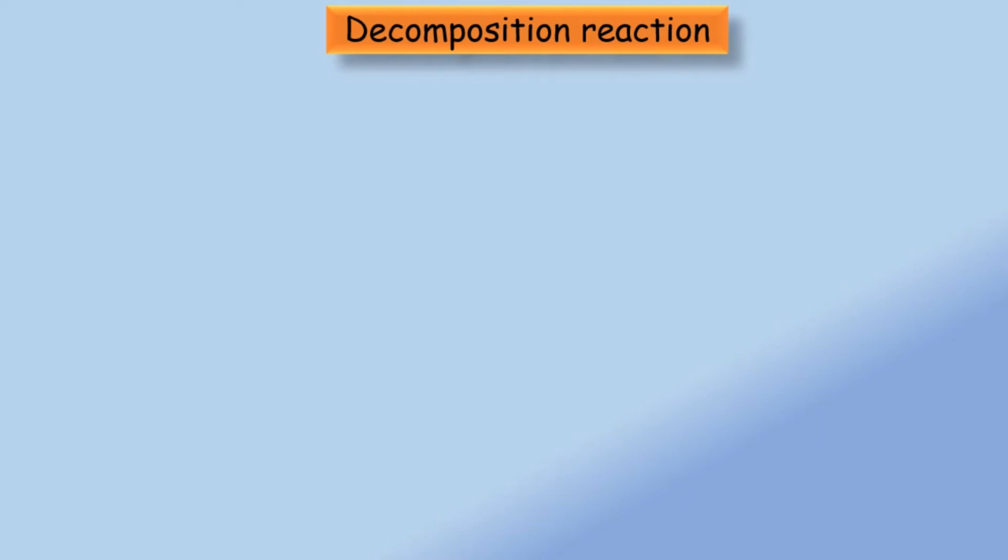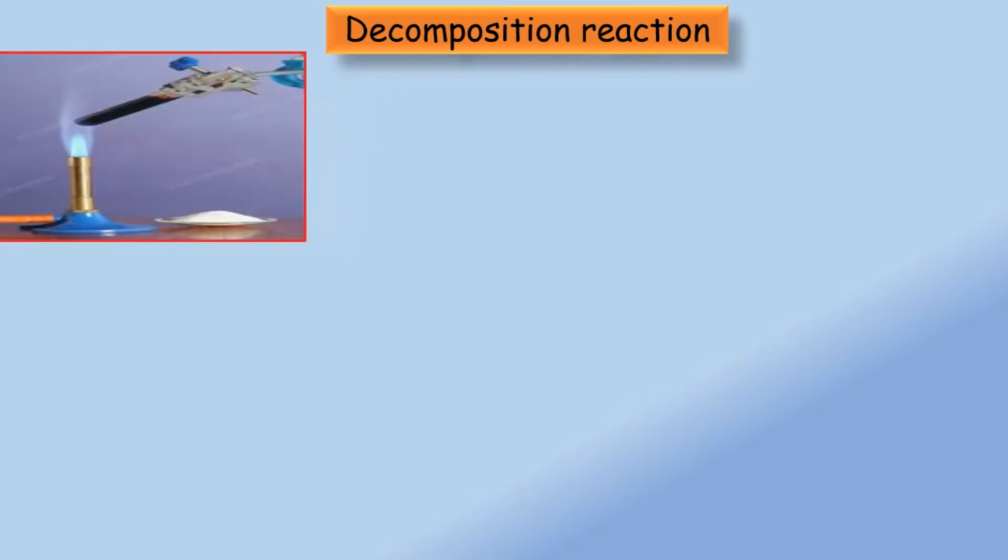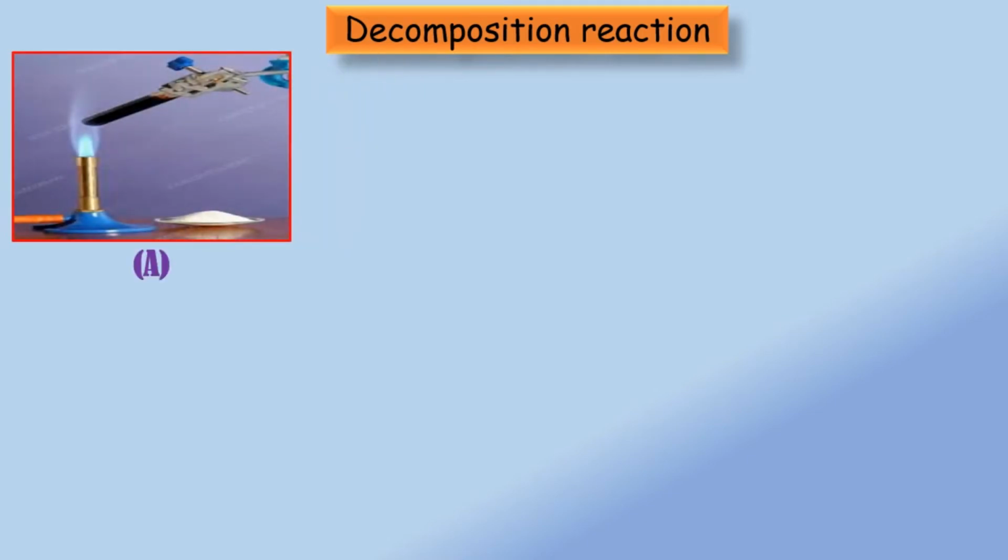Let us learn decomposition reaction. For this, let us do some activities. Here, as you can see in activity A, take some sugar in a test tube and heat it with the help of a Bunsen burner. After some time, you will see the formation of a burned out black substance.